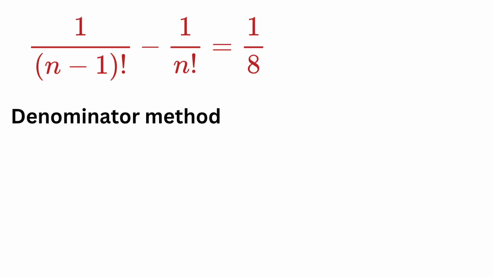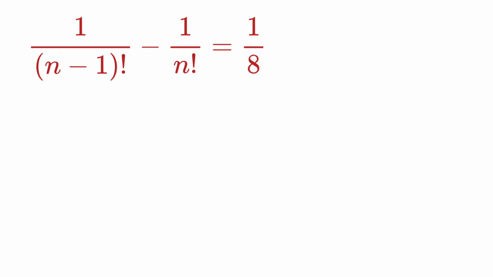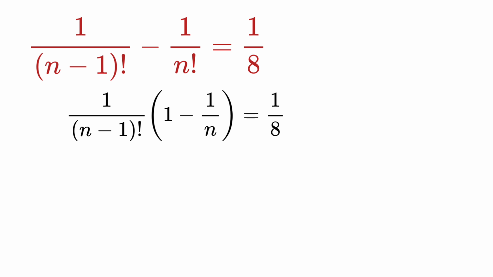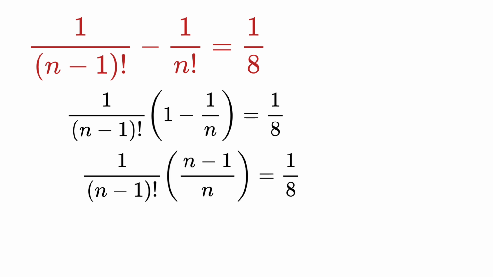So now we are doing the second method, that is the denominator method. Take 1 by (n minus 1) factorial as common on the left side, then we get 1 by (n minus 1) factorial into (1 minus 1 by n) is equal to 1 by 8. Do LCM in the brackets, then (n minus 1) by n.